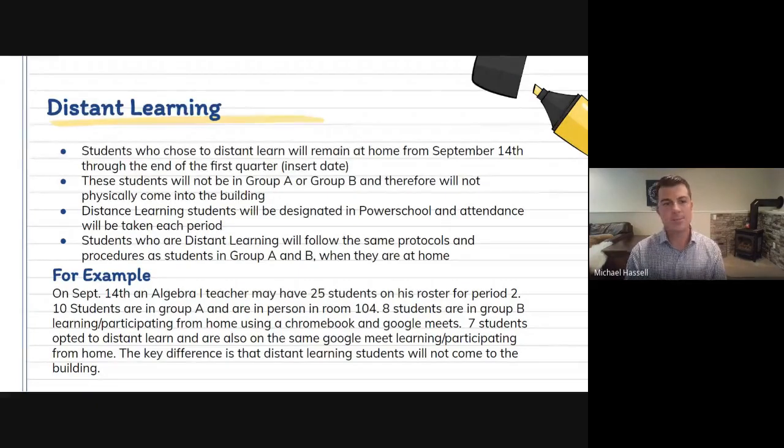So just a little example here, on September 14th, the Algebra 1 teacher may have 25 students on their roster for period 2. 10 students might be in Group A and they're in person. There might be 8 students in Group B who are learning from home, and then there might be 7 students who opted to distance learn. All of these 25 students are getting the same live instruction all at the same time.